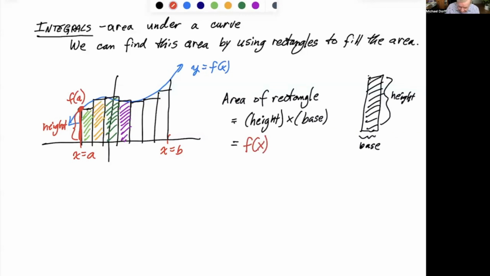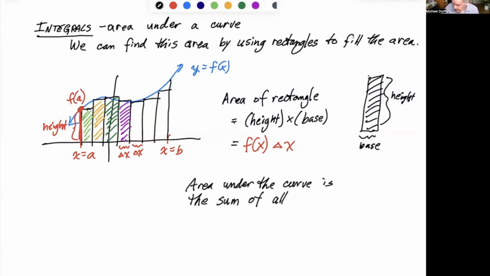And what's the base? Well, we're going to call the base delta x here. So with the purple rectangle, that's delta x. All these will be delta x. And then the area under the curve is the sum of all the rectangles. Now, that's just going to be an approximation. So how can we make the approximation better? Well, we saw last time, if I make delta x smaller and smaller, so I have more and more rectangles in there, then I get a better approximation.